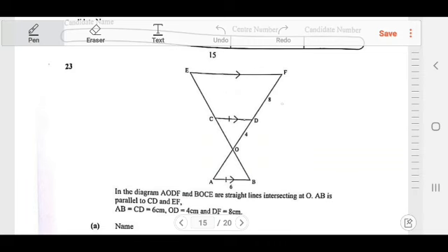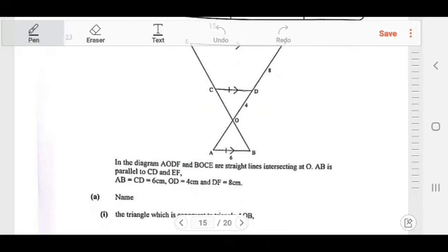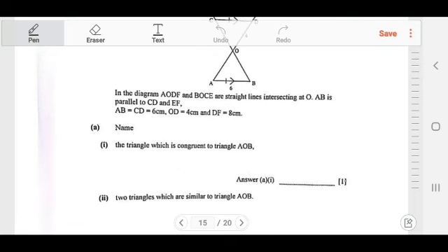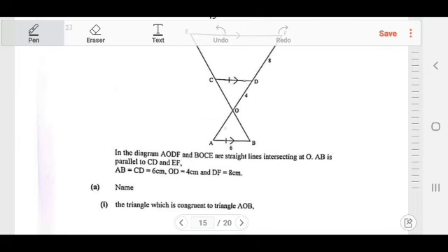Number 23, we are given this shape, and the question says, in the diagram, AODF and BOCE are straight lines intersecting at O, AB is parallel to CD and EF, AB equals CD equals 6, OD equals 4 centimeters, and DF equals 8 centimeters. Then question, name the triangle which is congruent to AOB. Which one is congruent to this one?